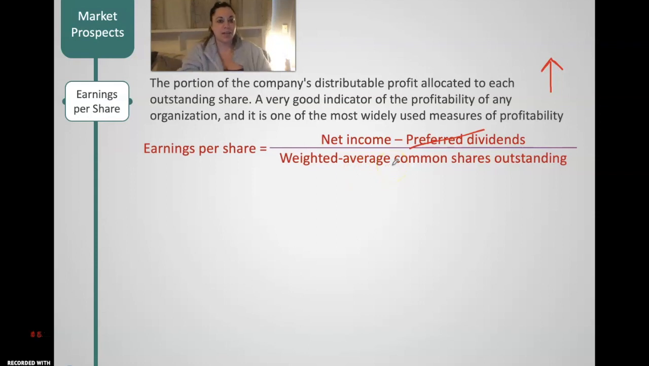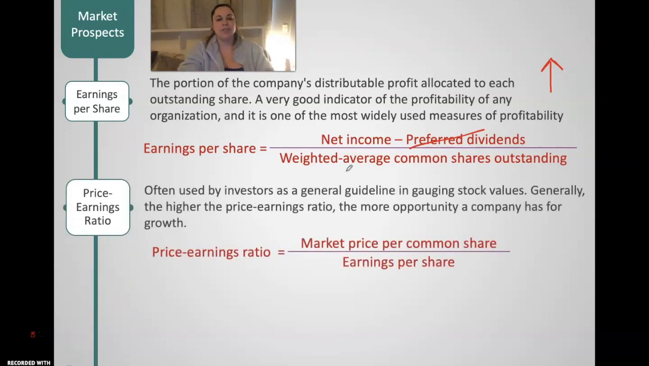And I'm just going to give you that number because that's more of a finance thing on how to figure out the weighted average shares outstanding. So I'll just tell you what the shares outstanding are, and you would just use that. But you would get a dollar amount here for earnings per share. So, $2, $5, you do want something in the positive though.